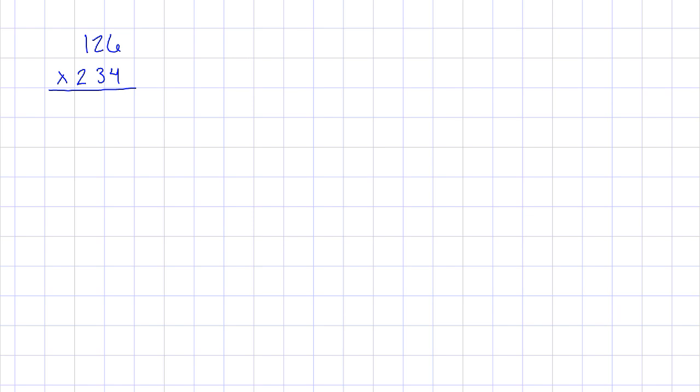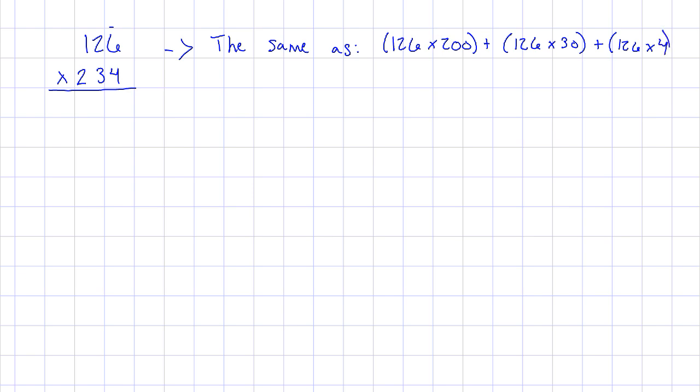So when we do each of these things, again, we're saying, we have 4 times 126, and then 30 times 126, and then 200 times 126. We really separate into 3 problems. So remember, that's what place value does. This is the same as 126 times 200 plus 126 times 30 plus 126 times 4. So that's really what we're doing when we do this long version, and that's what the placeholders give us, right? 234 equals 200 plus 30 plus 4.